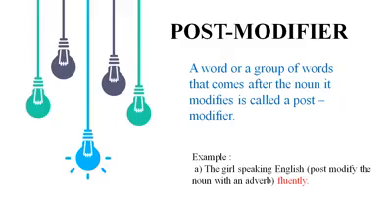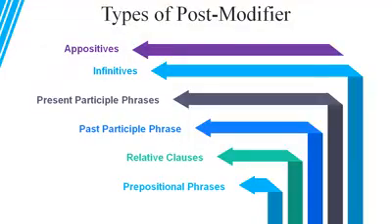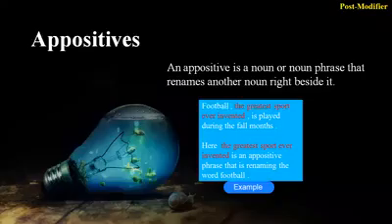What type of English can she speak? She can speak English fluently. Okay, fluently here is a post modifier. Types of post modifier: appositives, infinitives, present participle phrases, past participle phrases, relative clauses, prepositional phrases.